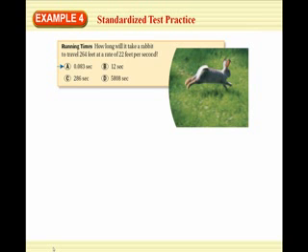Okay, standardized test practice for example number 4, and this is on page 34. Now, one thing the book talks about is rewriting the distance formula to help you, and I think it's just easy. I think it's hard to remember all sorts of distance formulas. I just use the distance formula that we've been practicing. I just use distance equals rate times time, and I substitute in what I know. So here's the running times. How long will it take a rabbit to travel 264 feet at a rate of 22 feet per second?